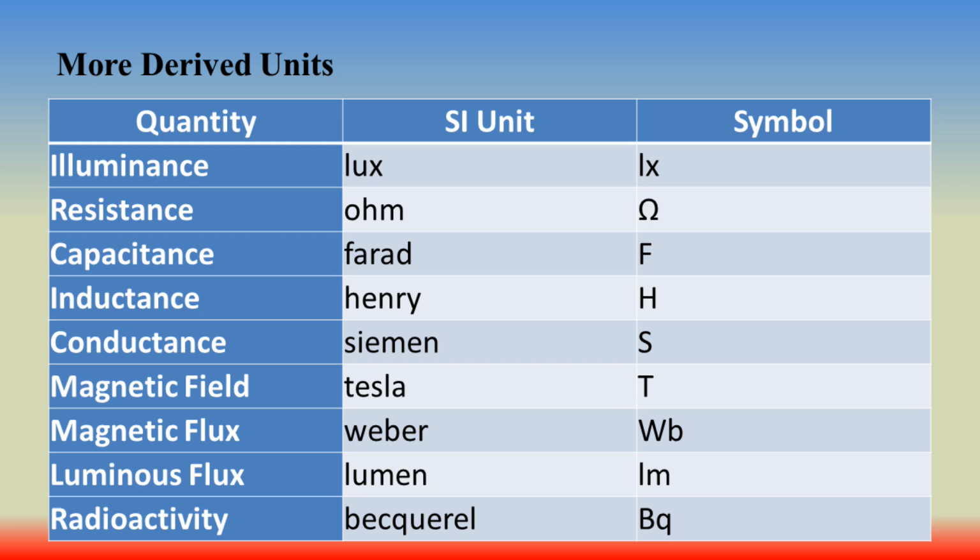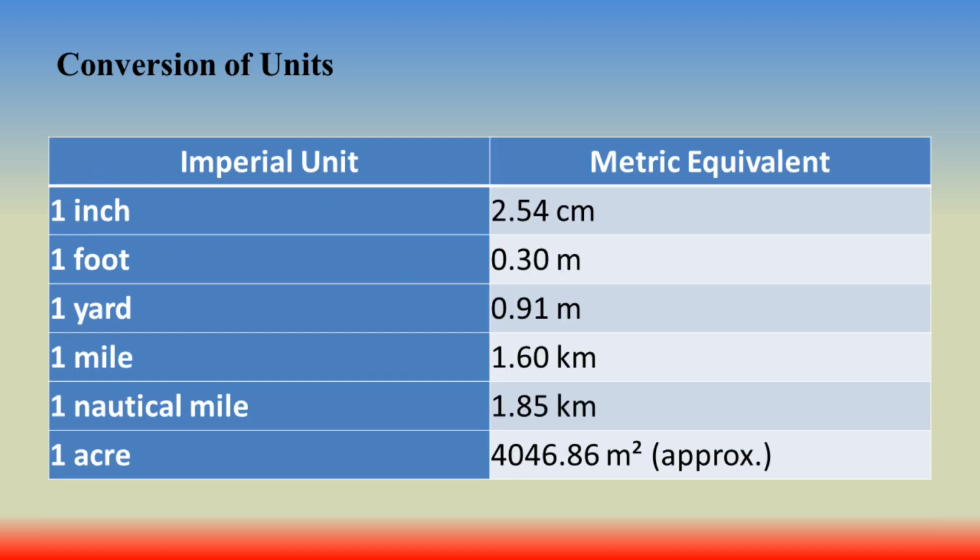Some additional derived quantities include electric charge, Coulomb; resistance, Ohm; capacitance, Farad; inductance, Henry; magnetic field, Tesla; magnetic flux, Weber; radioactivity, Becquerel. All of these are based on the SI system and help describe various physical phenomena.